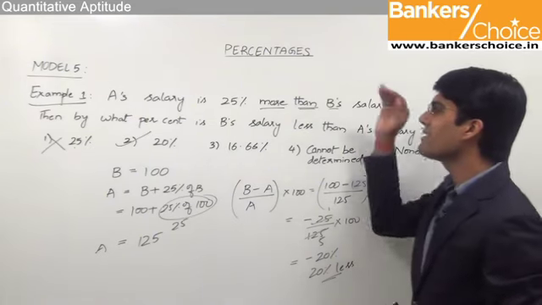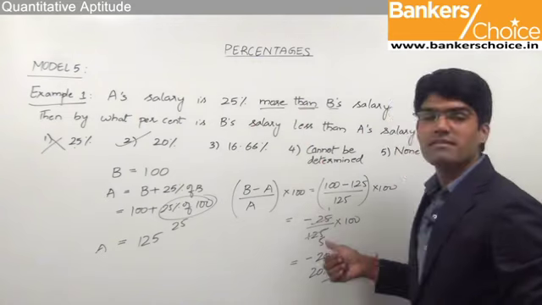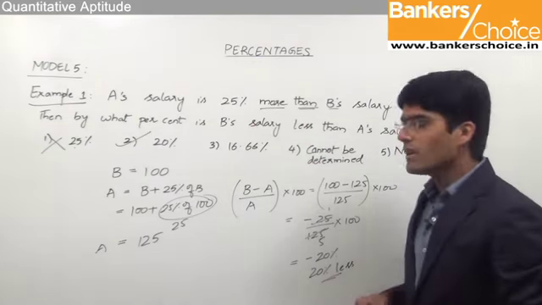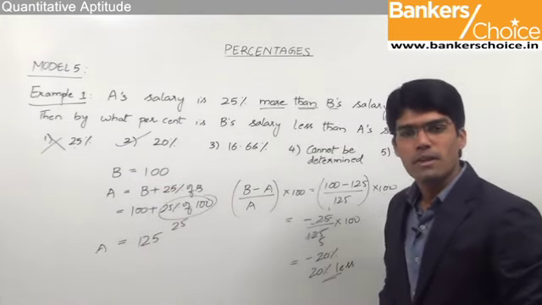So if A's salary is 25% more than B's salary, then B's salary will be 20% less than A's salary. So this is how we can solve the question, by assuming that B is equal to 100 and accordingly finding out what is the value of A.